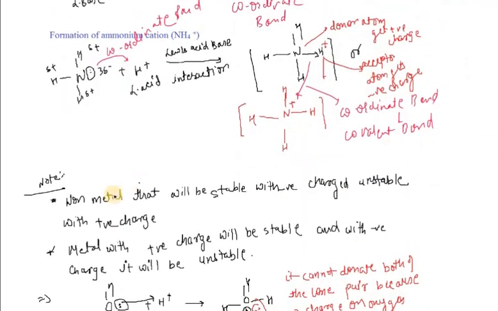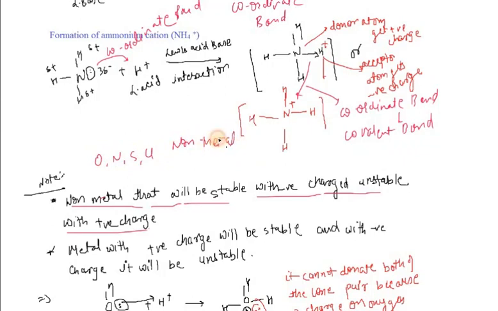So now these are very important points. A non-metal will be stable with a negative charge. If we talk about oxygen, nitrogen, sulfur, chlorine, these are non-metals, and we know these are stable with negative charge. O minus is stable as compared to O plus, which is not stable. Similarly, N minus is stable but N plus is not stable. So a non-metal is stable with negative charge and unstable with positive charge. A metal with positive charge will be stable and with negative charge it will be unstable.